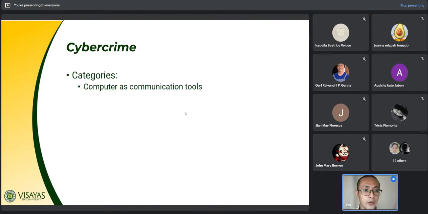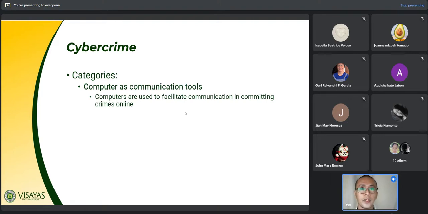And then the last category, class, is computers as communication tools. In this third category, class, we use the computer to communicate in order to commit a criminal activity. For example, you use Messenger, class, to commit a criminal activity, and this is still part of cybercrime because that falls under computers used as communication tools. So in this category, the computers are used to facilitate communication in committing crimes online. For example, selling, class, prescription drugs illegally, selling medicines without a prescription online.